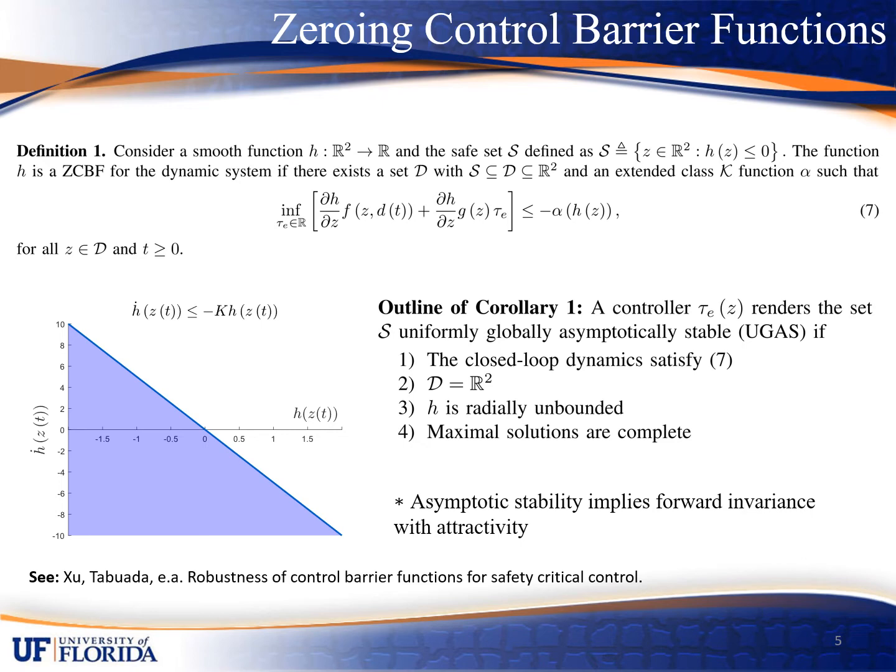And what that does is it essentially gives us more freedom in selecting our control input. When the closed-loop dynamics satisfy such an inequality, the safe set is rendered not only forward invariant, but uniformly globally asymptotically stable, meaning that trajectories starting outside of the safe set are guided into the safe set and remain there for all of time. And in Corollary 1 of the paper, we outline sufficient conditions for this to be the case. And Corollary 1 is a minor extension of results available in this work.